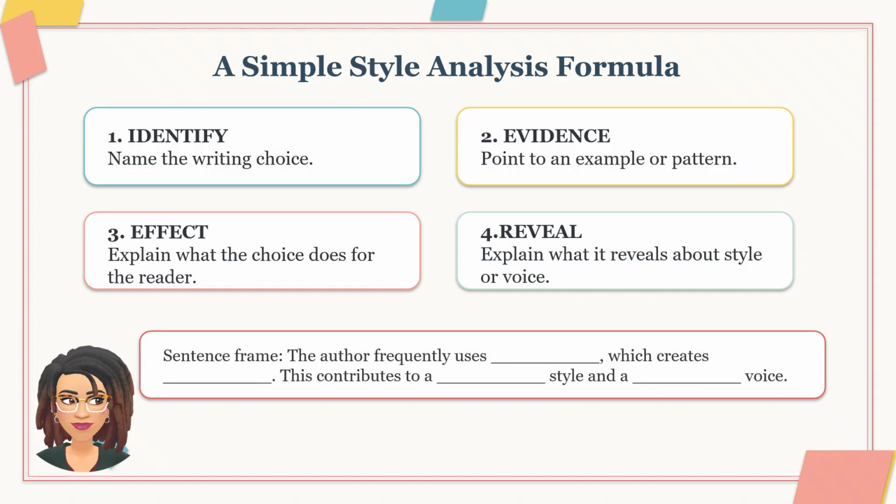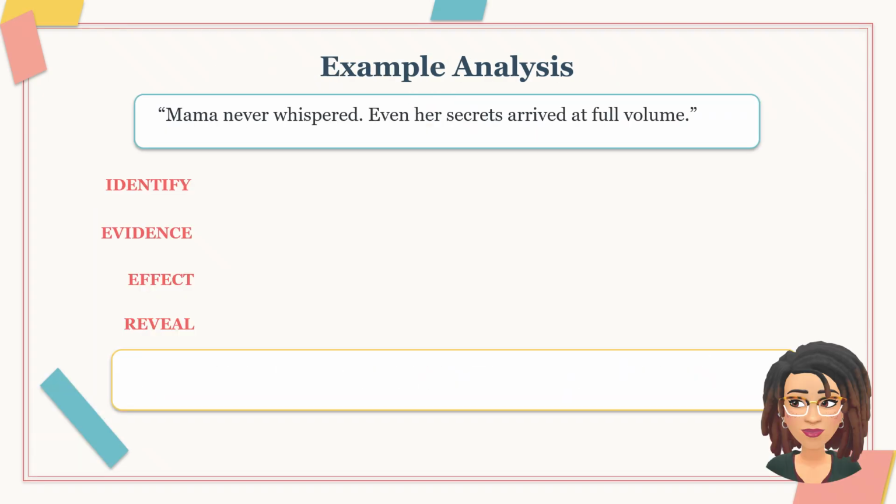Here's a sentence frame for you. The author frequently uses blank and blank, which creates blank. This contributes to a blank style and a blank voice. Let's go back to the previous example. Mama never whispered. Even her secrets arrived at full volume.